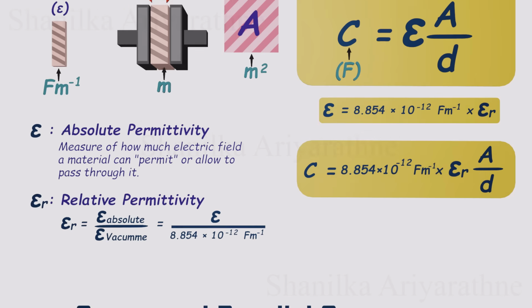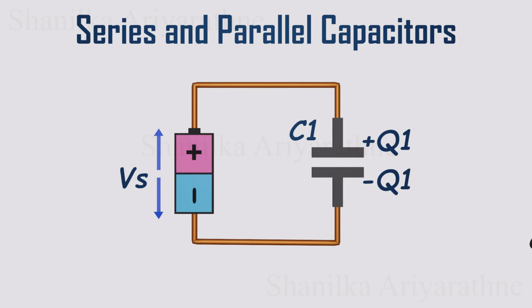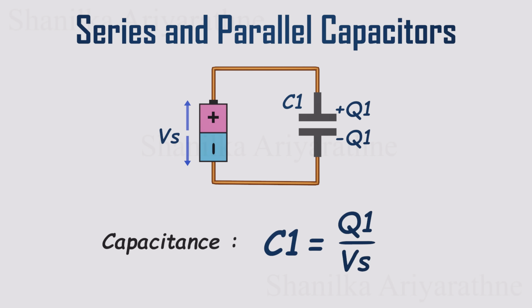All right, let's talk about series and parallel capacitors, because how you connect them totally changes how they behave. Let's start simple. Imagine a single capacitor connected to a battery. Let's say it needs Q1 amount of charge to reach the battery's voltage, Vs. As we've learned, capacitance is the ratio of charge to voltage.